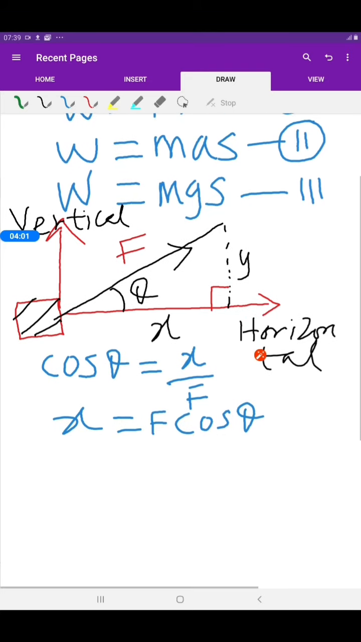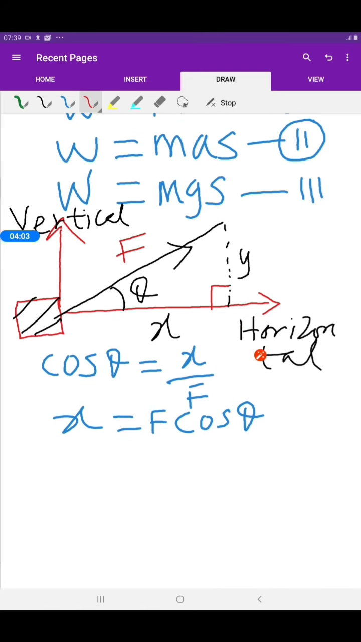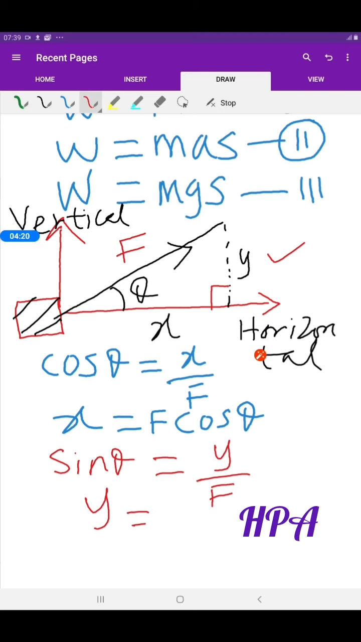Yeah. Now the next one is to resolve for the vertical. This is opposite over hypotenuse, and that is what? Sine theta. So sine theta equals opposite over hypotenuse. If you cross multiply, F becomes what? Sorry, y becomes F sine theta. You can pause the video and watch again. So that is the vertical component.